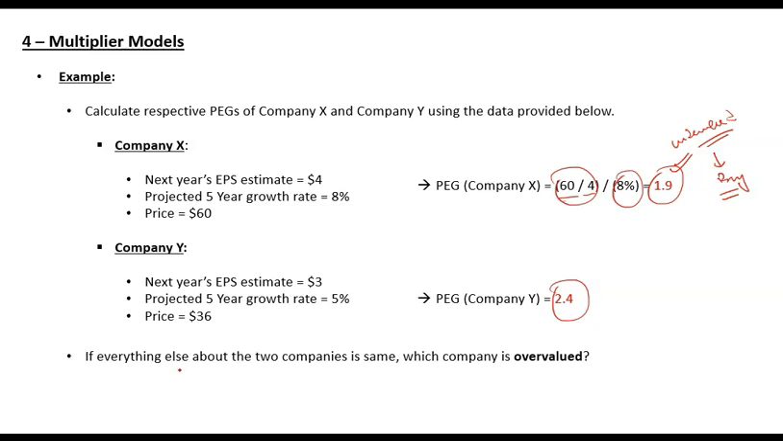If everything else is the same. Otherwise, if there are other factors, then we need to account for those as well. Y is overvalued compared to X. So if that is undervalued, then obviously this is overvalued. Sell.